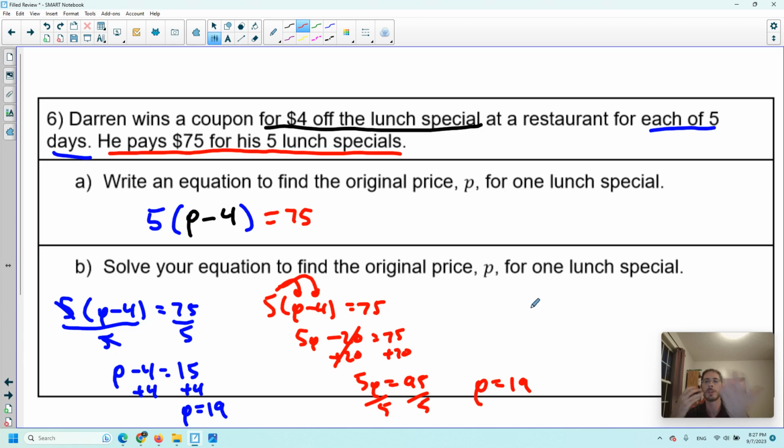So again, I got the same thing 2 different ways. So I'm pretty happy that P is 19. And I'm going to go with 19 as my final answer. You don't have to do it both ways, but you may prefer one way to the other. So we can see that's another good equation question.